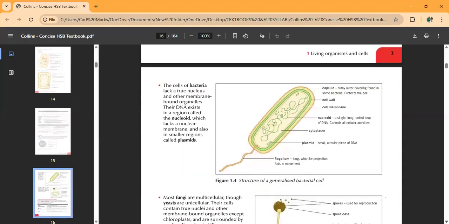Bacteria. So we're looking at the bacterial cell. Kind of looks like a sausage, right? So take another color. All right, we're looking at the middle now. So this green wiggly string, these guys in the middle, they're called the nucleoid, right? And it's a single long coiled loop of DNA. It controls all cellular activities, right?